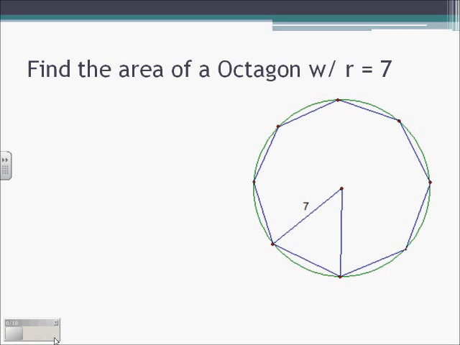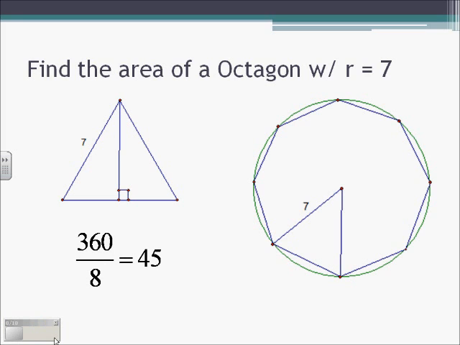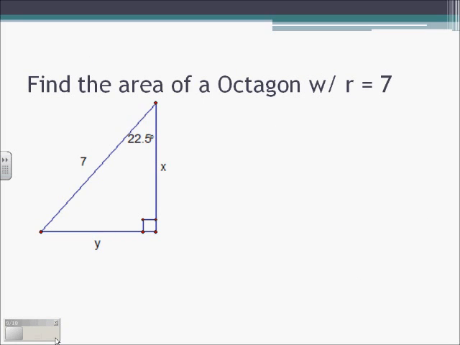Finding the area of an octagon with radius 7. We know, again, an octagon is going to have 8 sides, so we can break it down into 8 triangles of equal area. And we know the radius is 7, which is also our hypotenuse. If we divide our 360 by 8, we realize that the angle there that is being split is 45. So half of that 45 is going to be 22.5. So we use this triangle to help us find our apothem and perimeter.